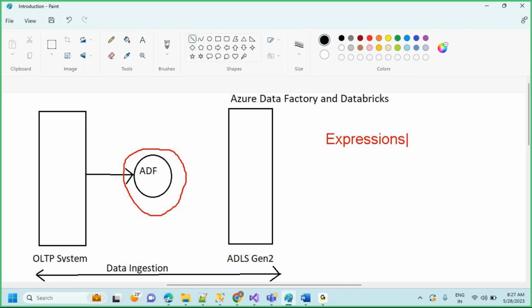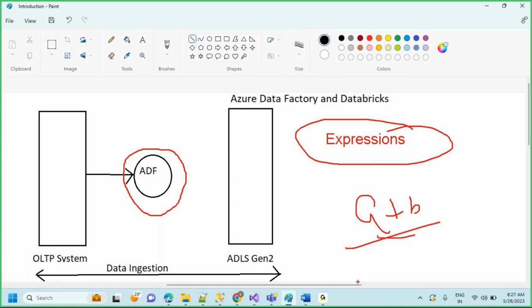Expressions is not coding. How can we write expressions? A plus b is an expression. So this kind of expressions we are going to write. It is a completely user interface tool where we are not going to write the code.